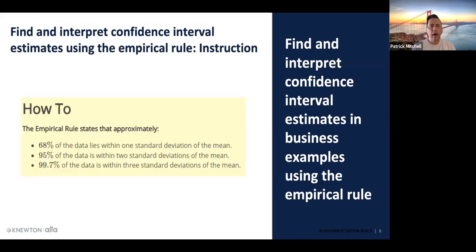I think we talked about the empirical rule previously. The empirical rule says that when you have a normal distribution, approximately 68% of the data lies within one standard deviation of the mean. 95% of the data is within two standard deviations of the mean, and 99.7% of the data is within three standard deviations of the mean. So this concept is very closely related to the concept of a confidence interval.